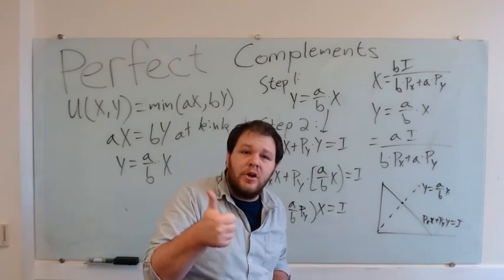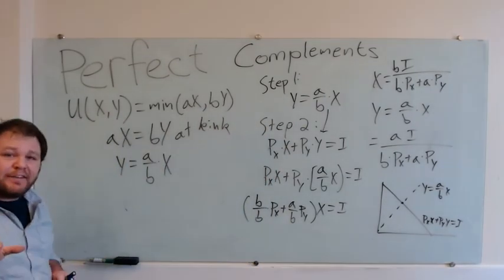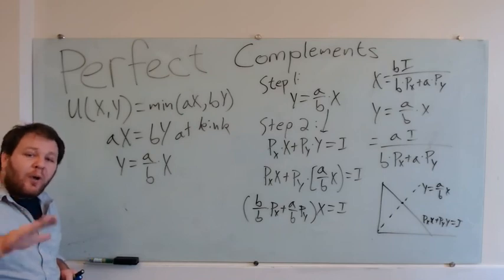Okay, fantastic. So in the next video, we're going to talk about our last set of preferences for today, which are called quasi-linear preferences.